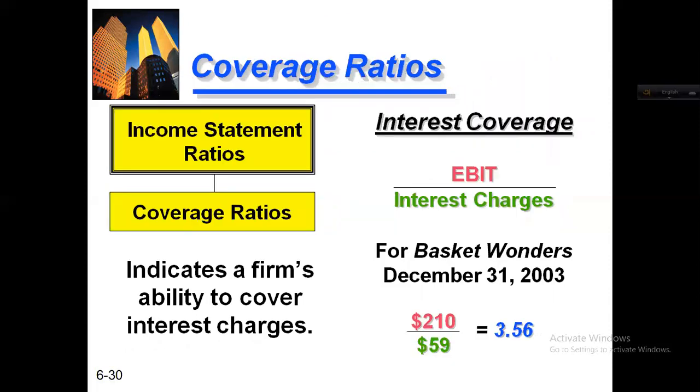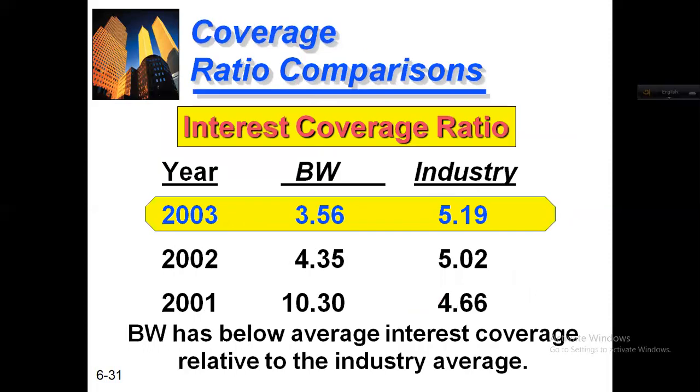So now we are going to discuss the times interest earned ratio, that is the interest coverage ratio. The interest coverage ratio can be calculated as EBIT divided by interest expense. Our company's EBIT is $210, and interest expense or interest charges is $59. So we get our times interest earned ratio as 3.56. That indicates the firm's ability to pay interest expense on loans. The lower the ratio, the higher the risk. If this ratio is higher, then risk will be lower.